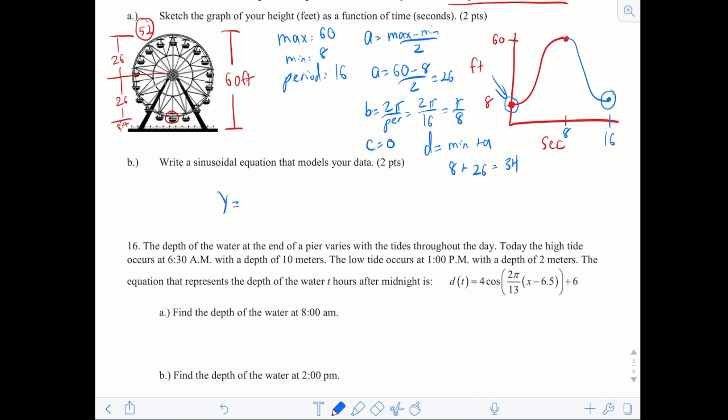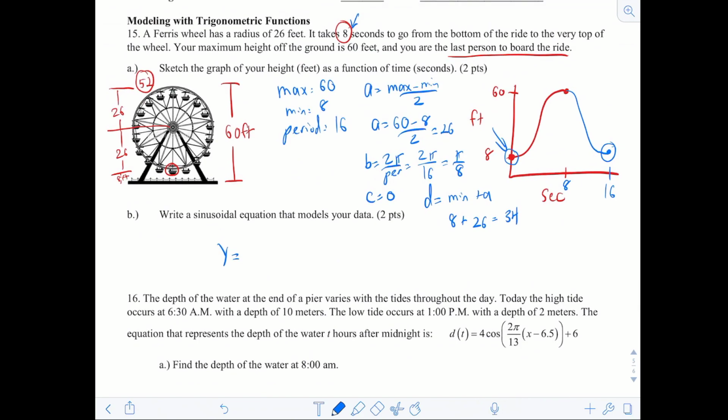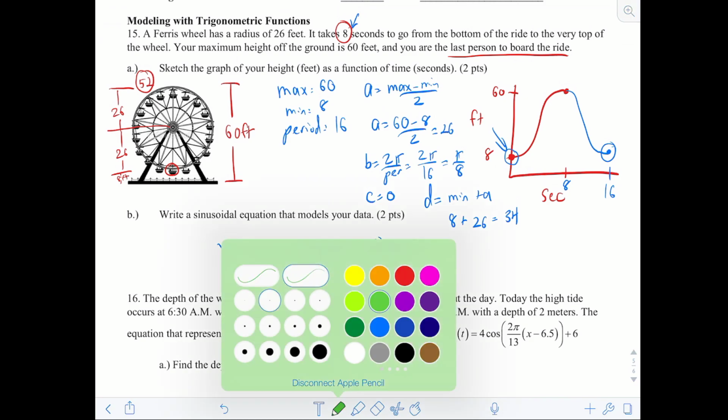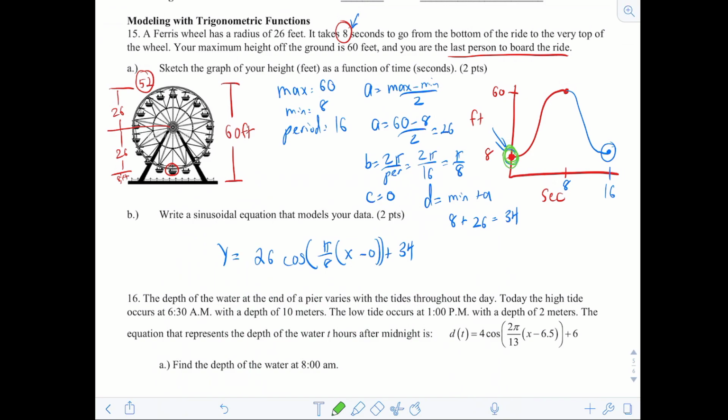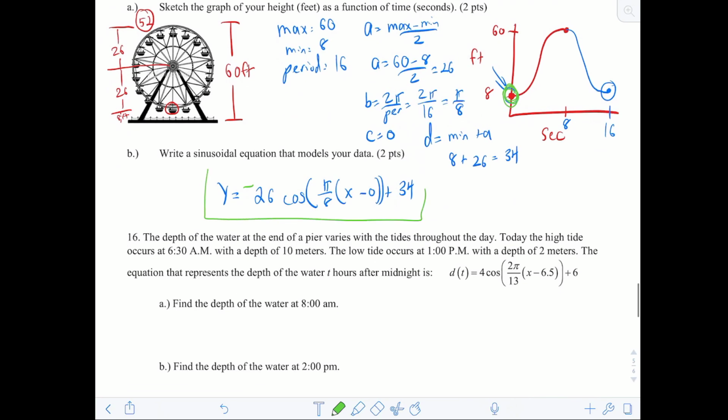So my sinusoidal equation is going to be y equals, I'm going to do this in terms of cosine since that does the lowest point or the highest point. So I'm going to write down the amplitude. So it's going to be 26 cosine of pi over 8, x minus technically 0, and then plus the D value, which is 34. But something to also keep in mind is since I'm starting on that low point, if I'm dealing with cosine, I need to actually make this negative because cosine, when it's negative, starts at its low point. And that is going to be my equation.